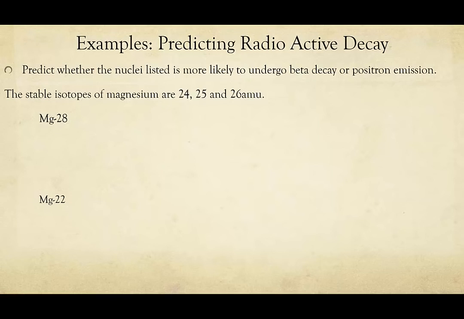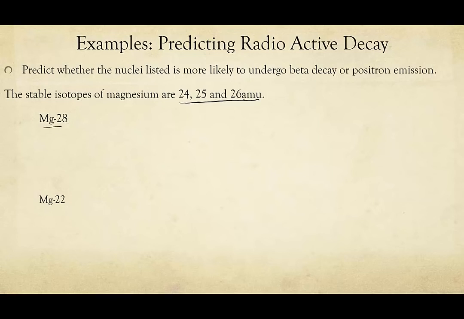Predict whether each nucleus will undergo beta decay or positron emission. Here I've chosen to give you the stable nuclei of magnesium, so we know that all the decay processes are going to happen in a way that gets us closer to this ratio of protons to neutrons.